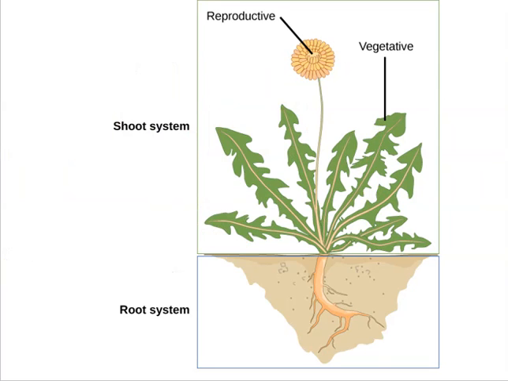Here's some examples of systems in a plant: the reproductive system, the flower in this case, the vegetative or shoot system, right? The root system. Those are systems of the plant.